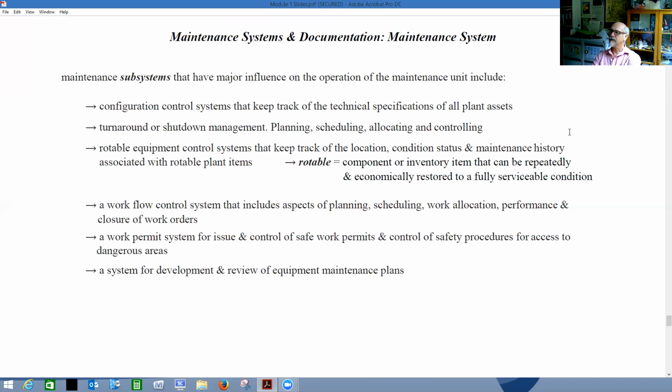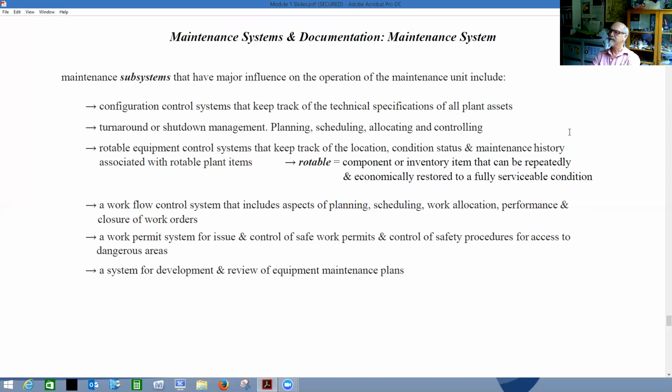A workflow control system that includes aspects of planning, scheduling, work allocation, performance, and closure of work orders. So in other words, close the loop. If I put out a work order, I want a good flow system that keeps track of those things: the planning of it, the scheduling of it, who gets allocated to do it, who's done it, was it done very well, check on the performance indicators. And then, of course, some sort of message, some documentation has to come back and say, yep, it's done, it's safe, it's now ready to go back in the field.